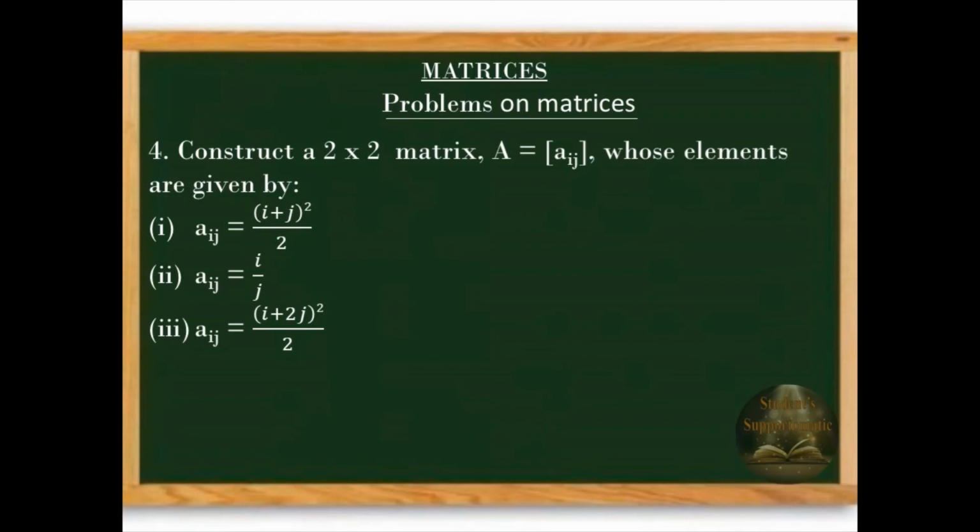And the order of the matrix is what? 2 cross 2, 2 by 2. It means it has 4 elements. We have to calculate the 4 elements. Let's see the solution.